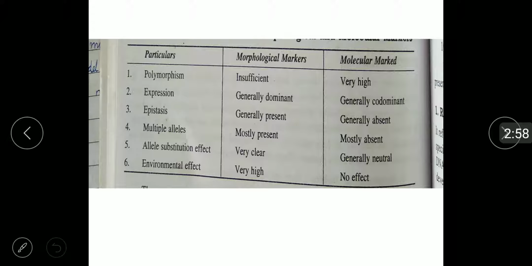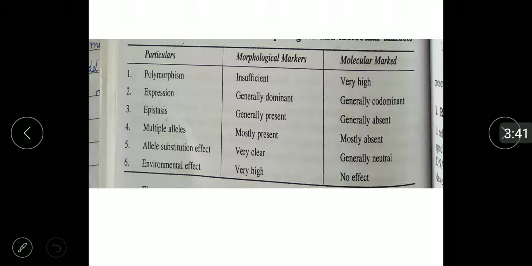Dominant marker means that we cannot distinguish between homozygous and heterozygous conditions. If you want to see the difference between co-dominant and dominant markers, please refer to our previous videos, where we have explained how co-dominant and dominant markers can be differentiated easily. Epistasis is generally present in morphological markers, and generally absent in molecular markers. Multiple alleles are mostly present in morphological markers and mostly absent in molecular markers.